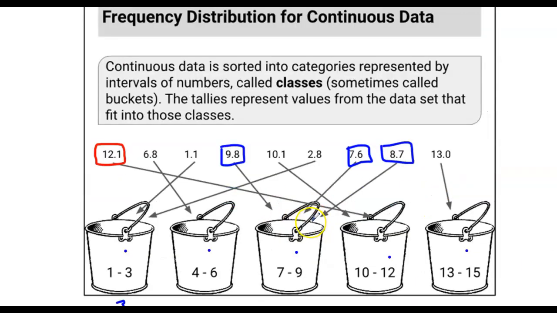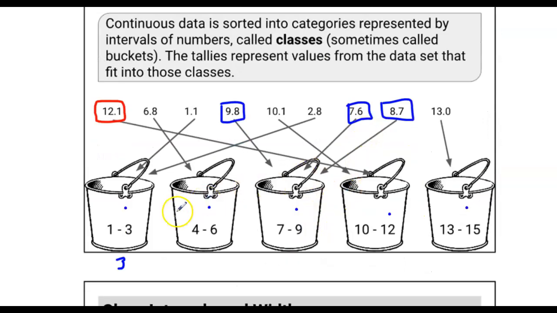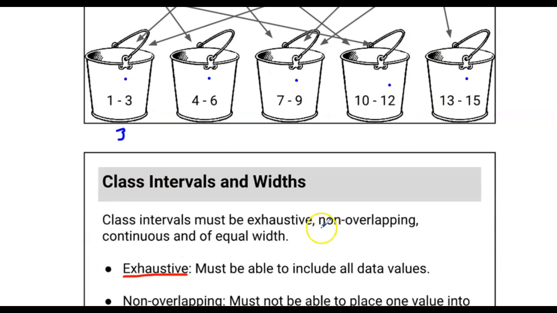Like if in this situation, if there was a data value of 20, that would be no good. This is not exhaustive because there's nowhere to put the 20, right? There's no bucket for it. So you either have to make new buckets to keep that 20, or you have to reevaluate the way you collected your data.